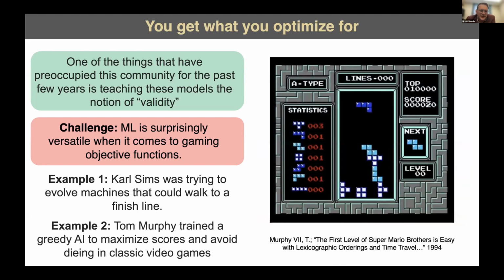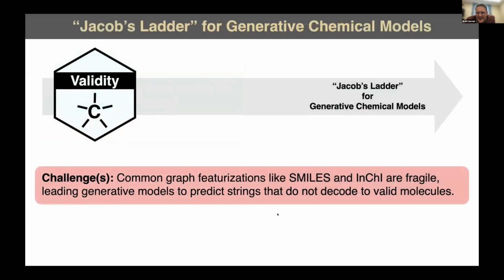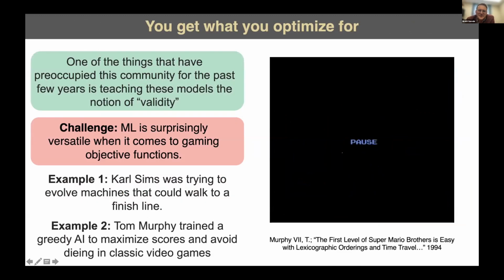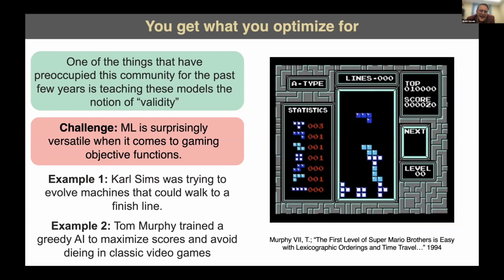A second example, this one is prominent on YouTube. Tom Murphy trained this greedy AI algorithm to play these Nintendo games. Its objective function was to avoid dying and to maximize the score. And what happens is that as it gets close to the end of the game, it learned that it could pause. So rather than die, it learned to pause and just indefinitely prolong its life, right? So it's sometimes difficult to encode an objective function, what you mean by good and bad, or what you're actually trying to get these models to do.